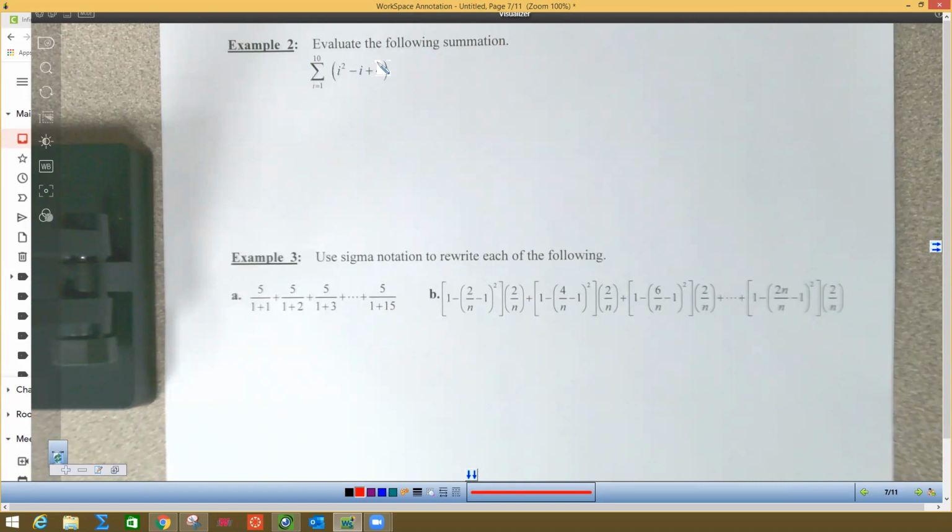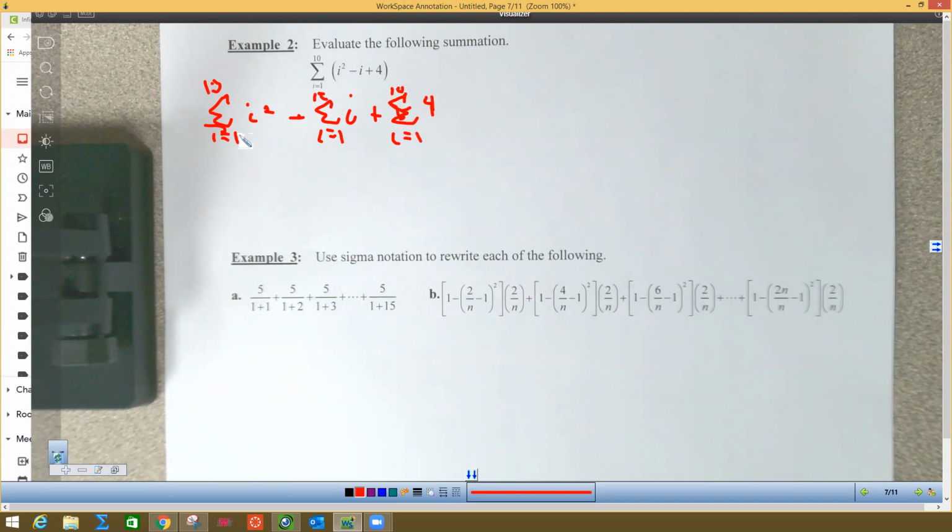So we want to evaluate this thing. We're going to evaluate this by hand, and then we're going to use our calculator to check it. One of my formulas says I can split this up into three summation notations. So I can do the summation of i equals 1 to 10 of i squared, minus, because that's a minus, the summation of i equals 1 to 10 of i, plus the summation of i equals 1 to 10 of 4.